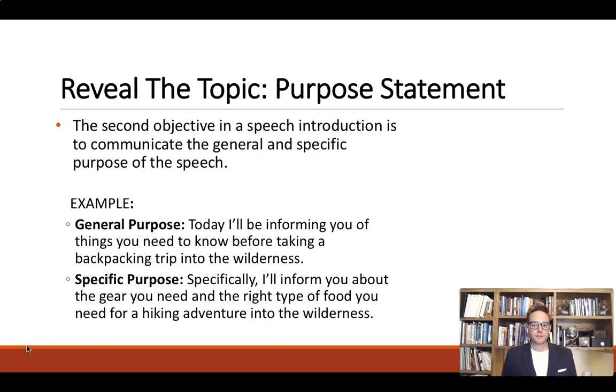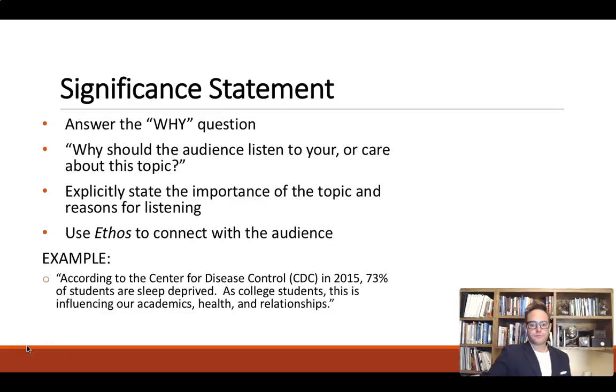Now, the specific purpose is where you communicate specifically the broad theme or idea of your presentation. So specifically, I'll inform you about the gear that you need and the right type of food you need for a hiking adventure in the wilderness. So there you have it. Specifically, we're going to be talking about gear and food.